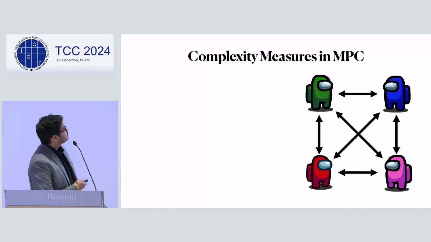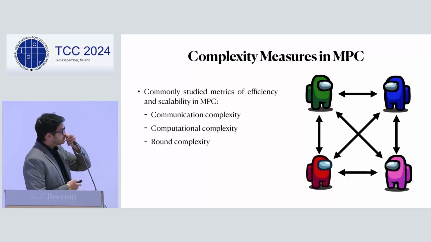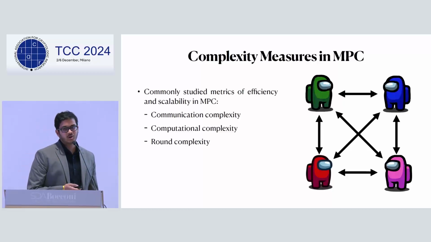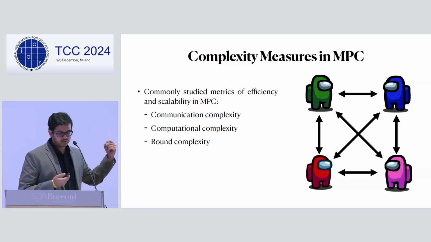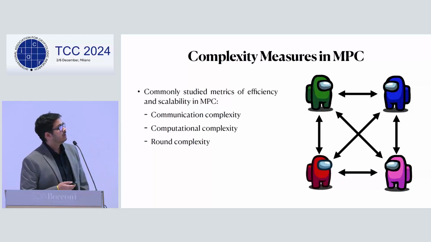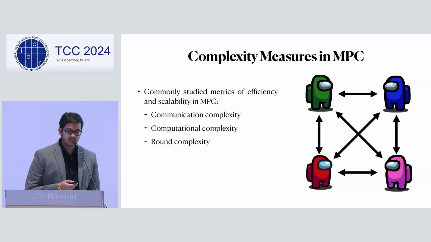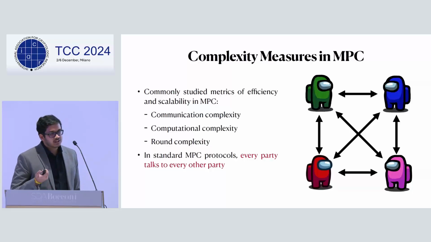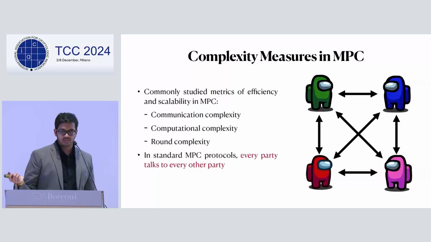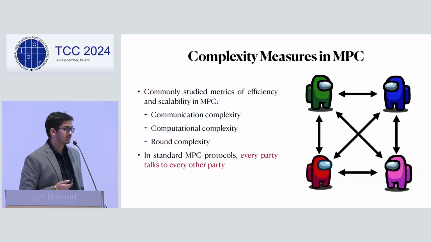So let's begin. I'm sure most of you know of a bunch of commonly studied metrics of efficiency and scalability in multi-party computation, like communication complexity, computational complexity, round complexity, and so on. But a very common thing in most standard MPC protocols is that every party talks to every other party. And this can be a hurdle to scalability in situations where you have, let's say, millions of parties, and it's not possible for every pair of parties to have a point-to-point channel between them.